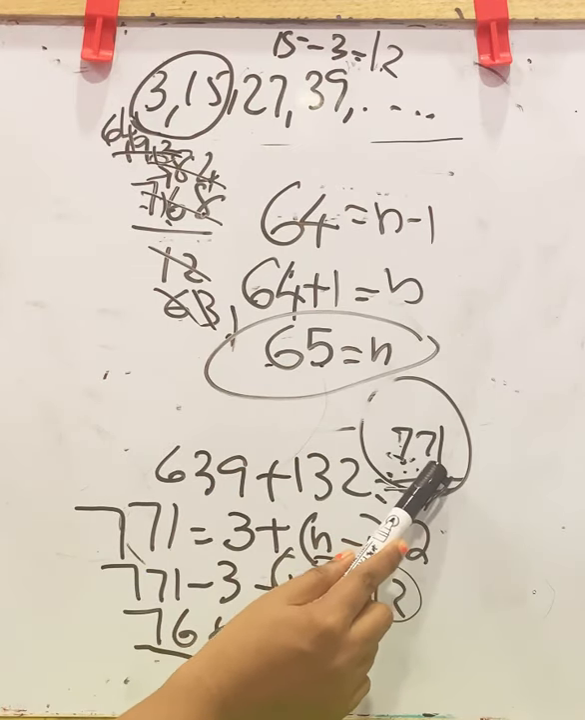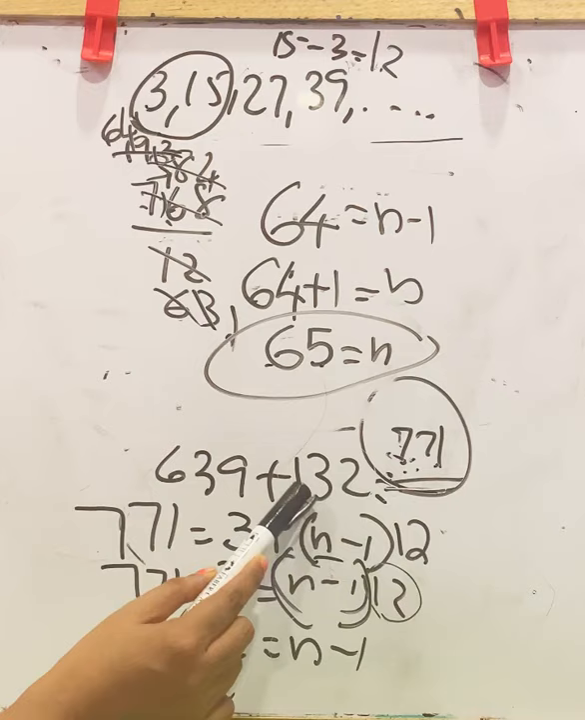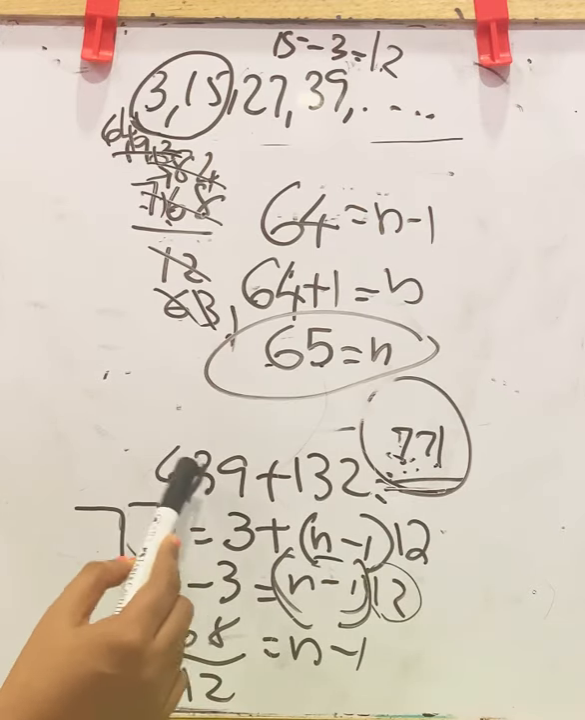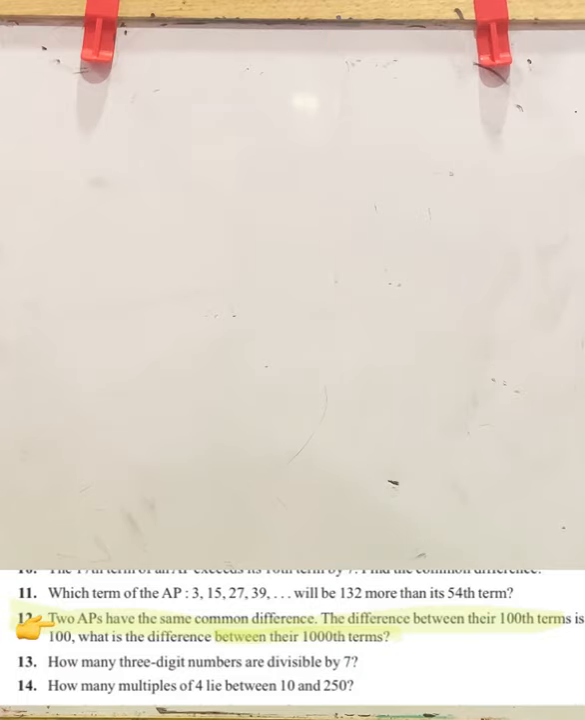This 65th term is 132 more than 54th term. It was the question asked. Next question. Two APs have the same common difference. The difference between their 100th term is 100. What is the difference between their 1000th term?